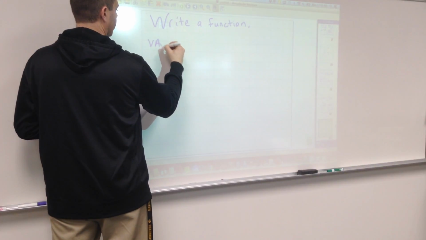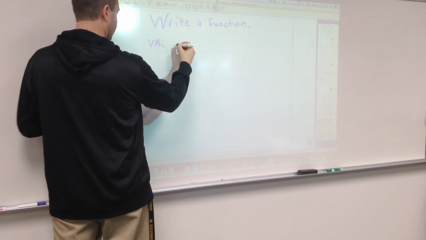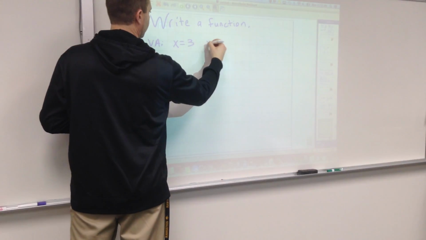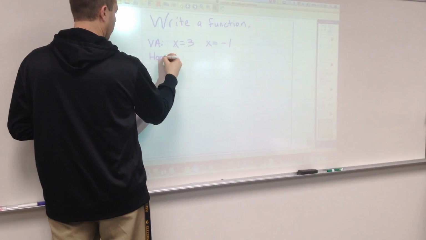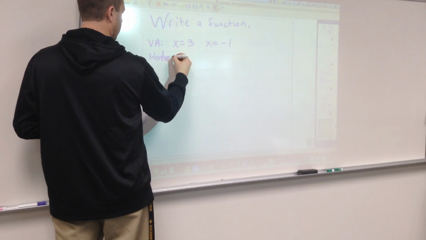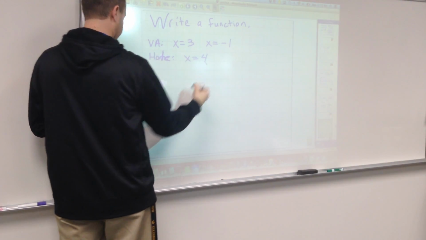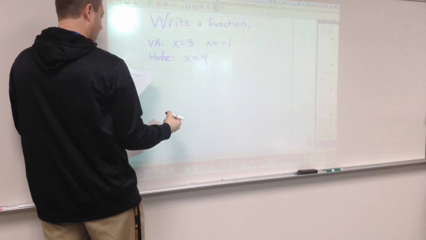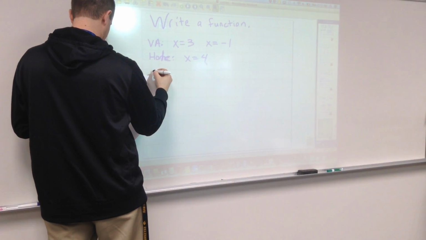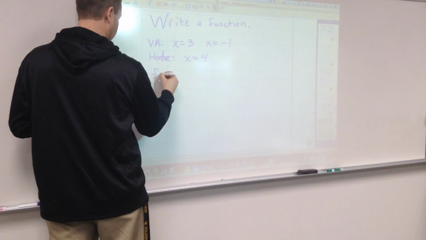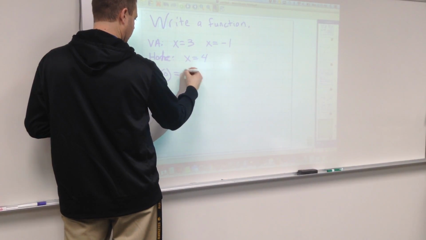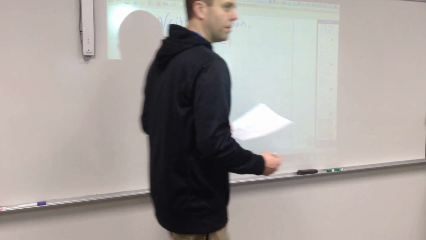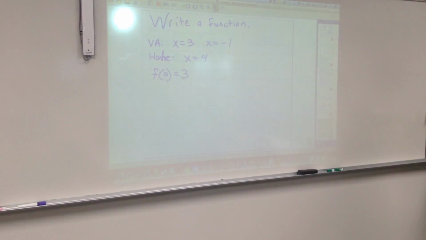So I'm going to say the vertical asymptotes are at x equals 3 and x equals -1. I'm going to say there's a pole at x equals 4. And I'm going to say that if I plug a 0 into the function, out comes a 3. I'm going to give you that information and say you write the function represented by that information.